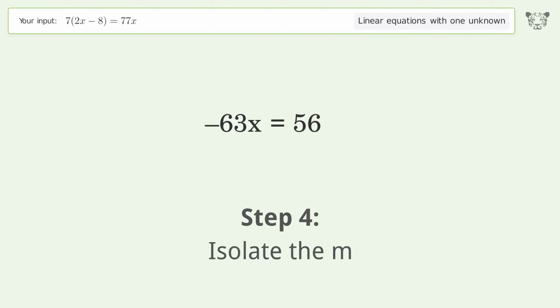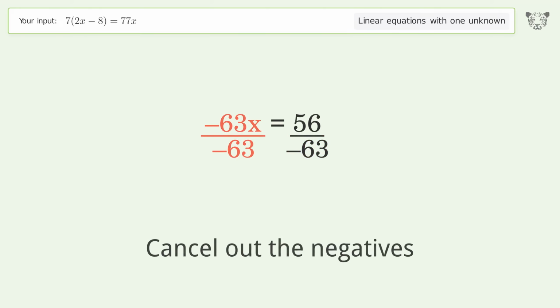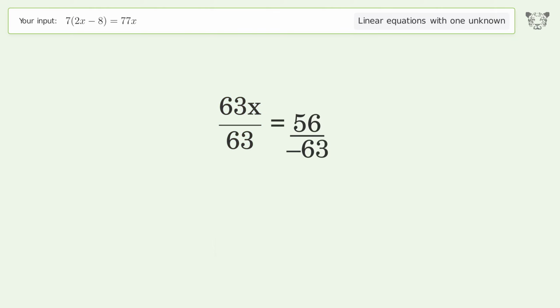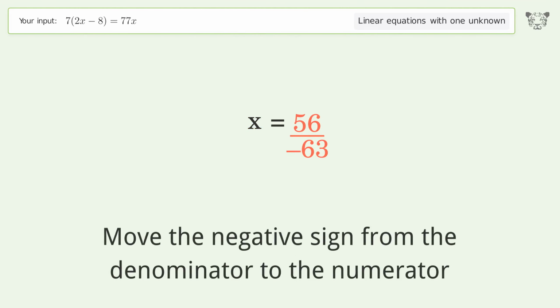Isolate the m. Divide both sides by -63. Cancel out the negatives. Simplify the fraction. Move the negative sign from the denominator to the numerator.